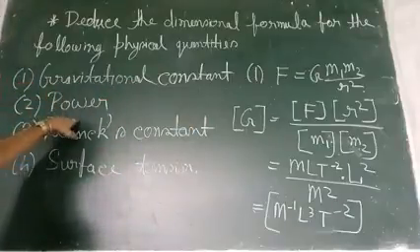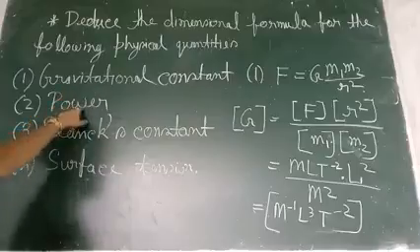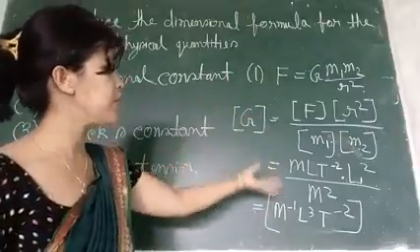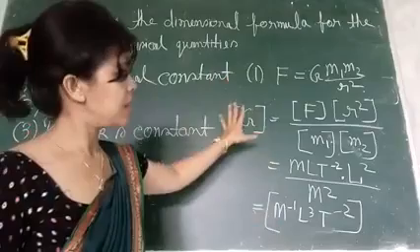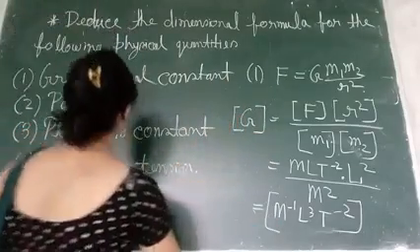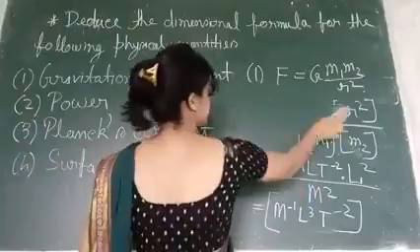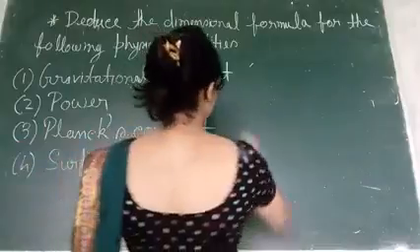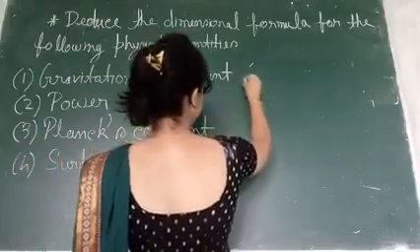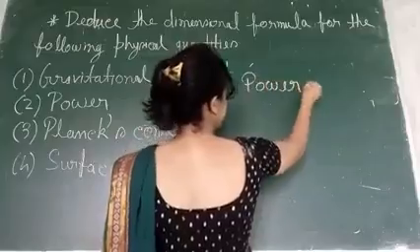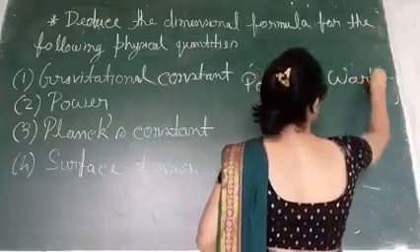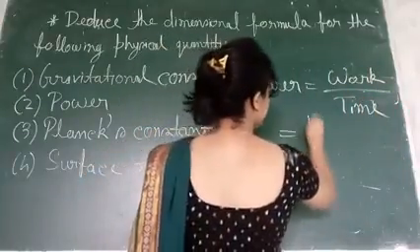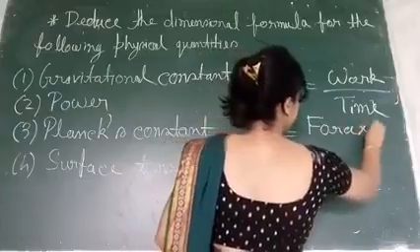After that, we have to find out the dimensional formula for power. So are you clear how we can get this dimensional formula for gravitational constant? After that, let's see the answer of question number 2, dimensional formula of power. Power we can write in this way: work divided by time. So work is force into distance.